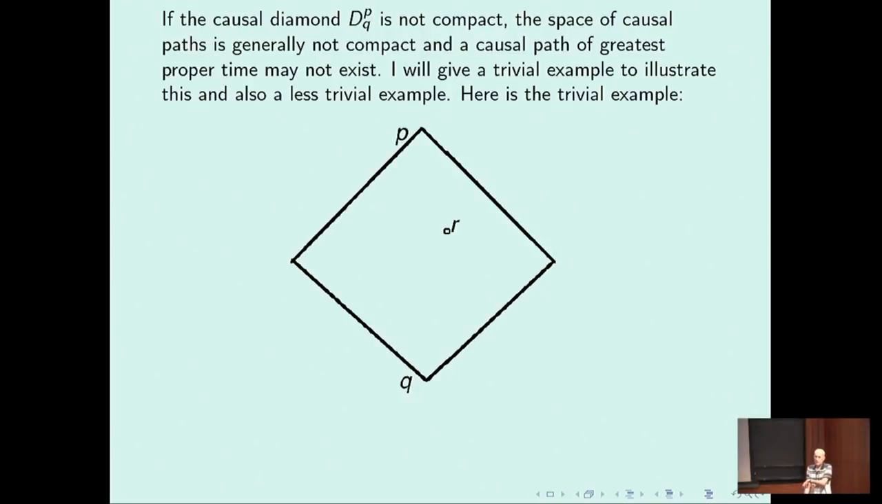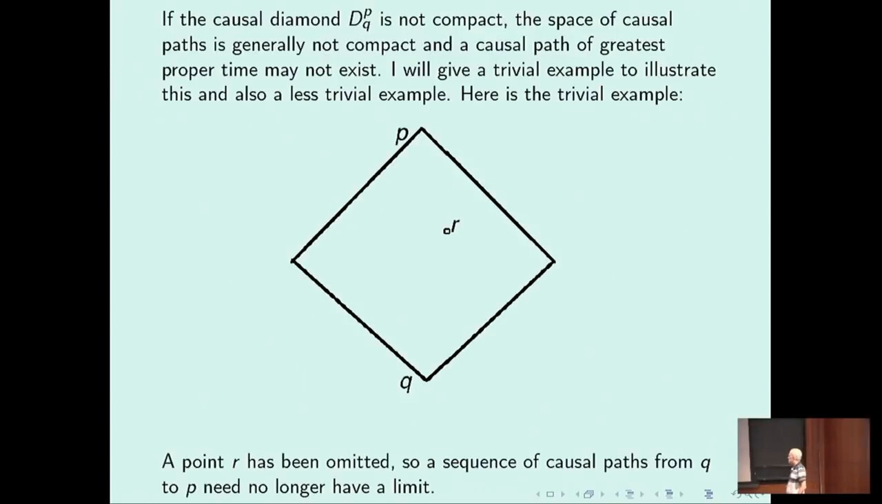It's still a space-time with a Lorentz signature metric that solves the Einstein equations. So if you discuss arbitrary Lorentz signature metrics that satisfy the Einstein equations, this is one. But obviously the causal diamond is now not compact because we removed a point. And a sequence of causal paths that don't pass through this point, but that converge to one that does pass through it, will obviously not have a limit in the space-time in which we've removed that point. So a point has been omitted, so a sequence of causal paths will no longer have a limit.